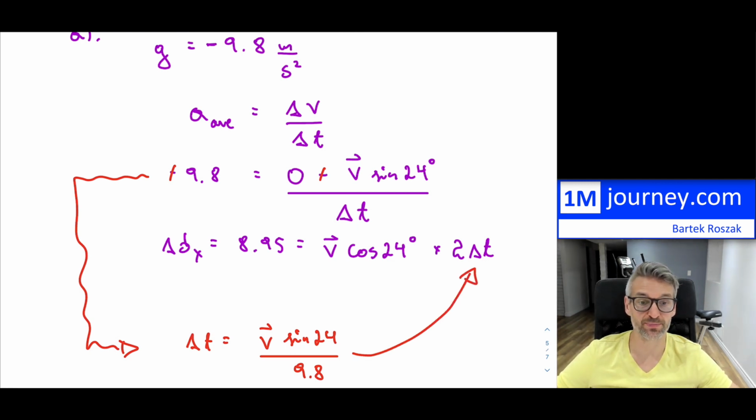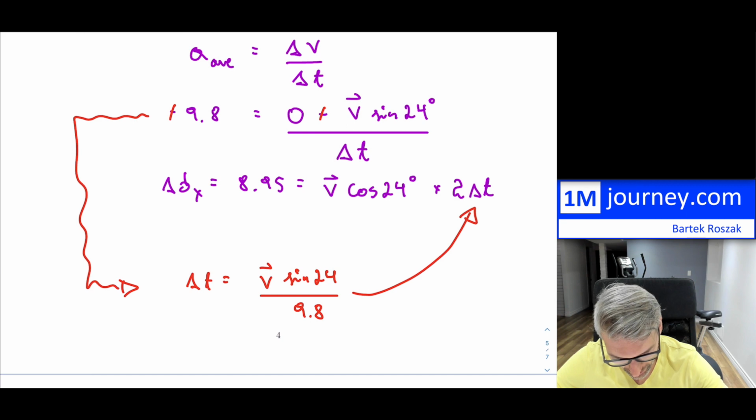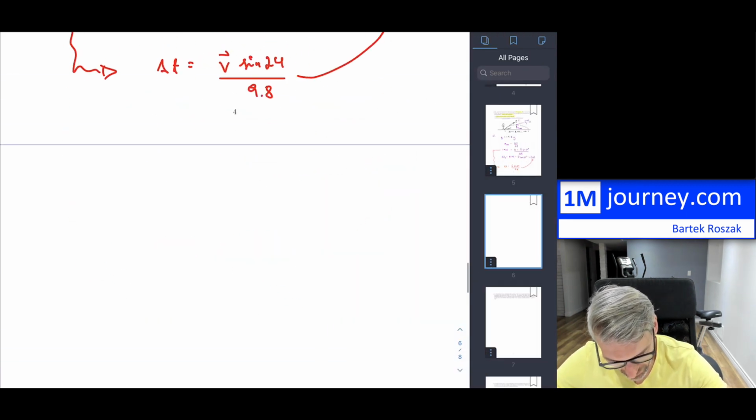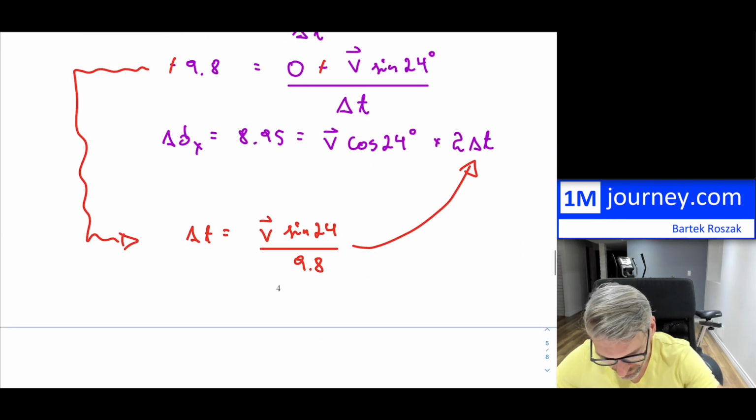So I'm going to try to substitute it back into here. Now, why I'm doing that is because when I substitute it, I will only have one unknown, which is the v, which is exactly what I wanted. So let's try that out. I'm going to add a page here, and let's try it.